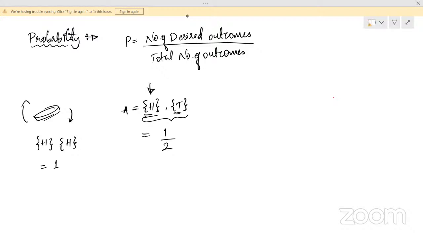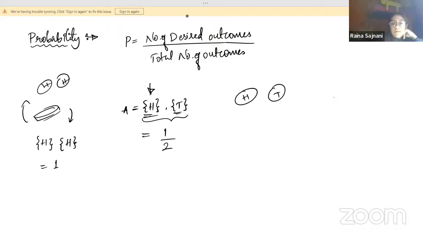Now, when you flip a fair coin, right? You have head on one end and a tail on the other, right? If you flip it, probability of getting a head is half. The chances are half. Head is half, tail is half. What if both are heads? Probability of getting a head is how much?